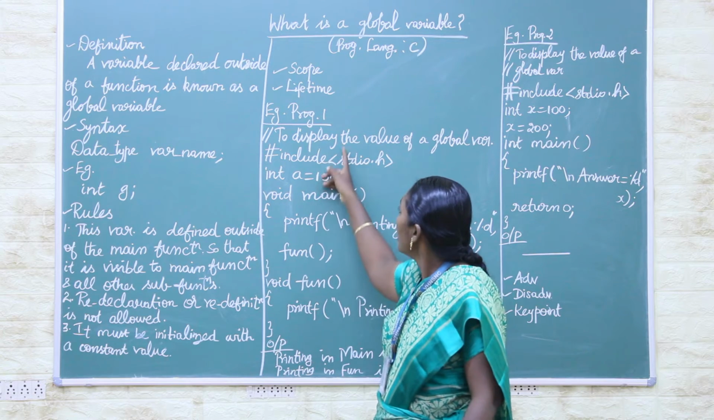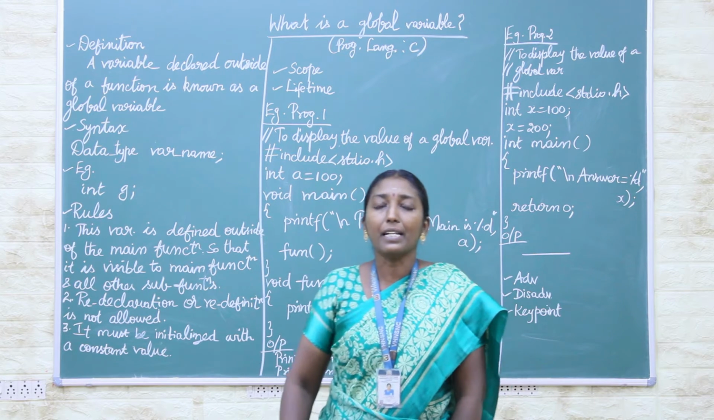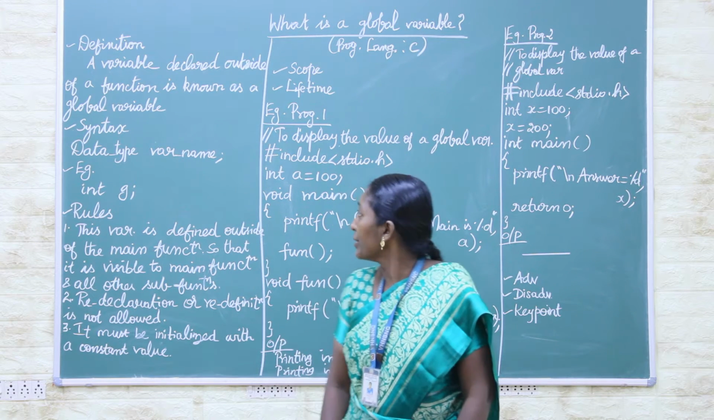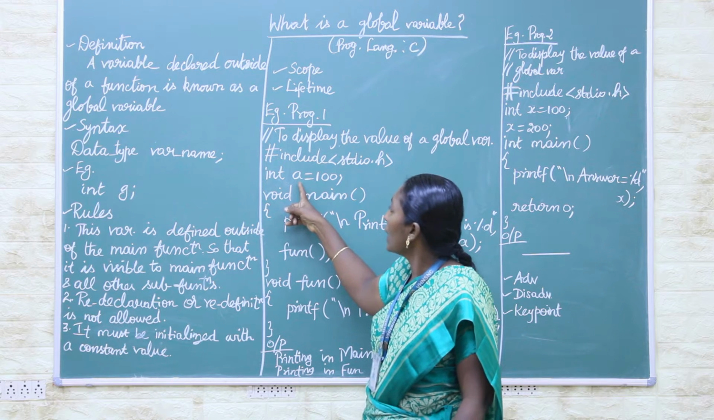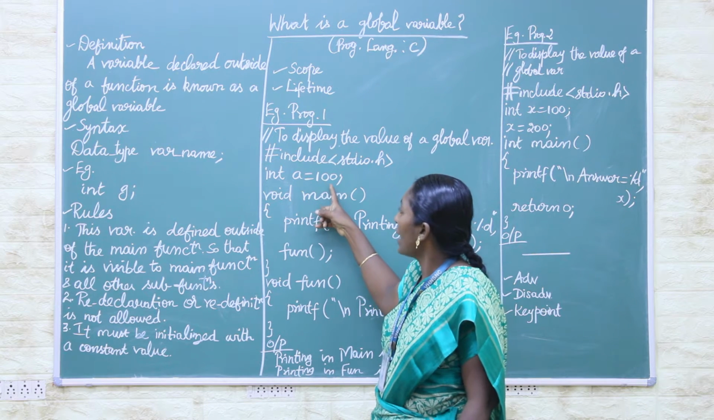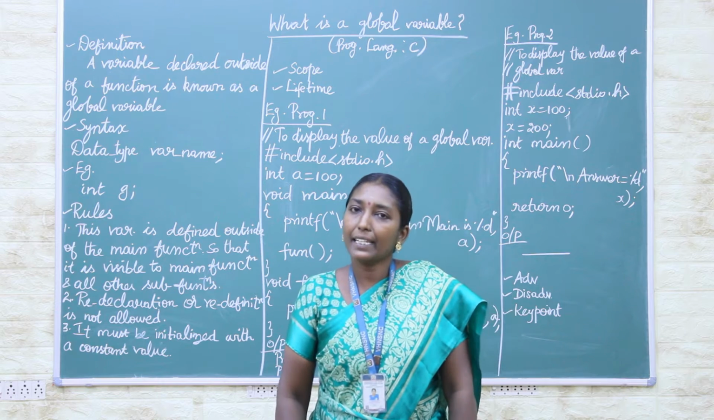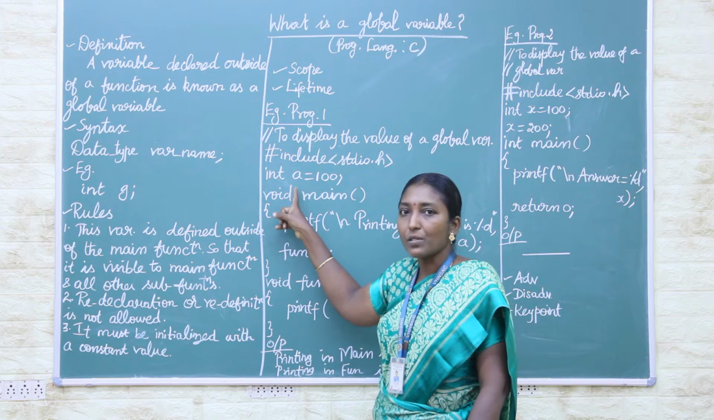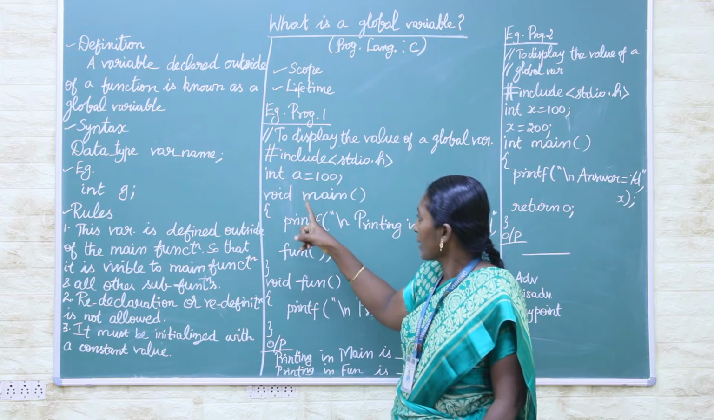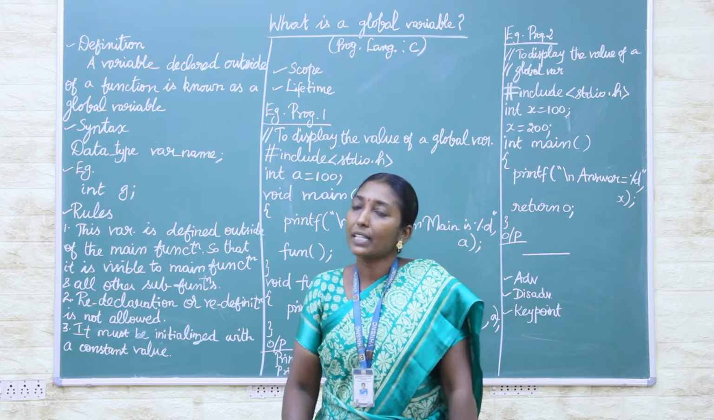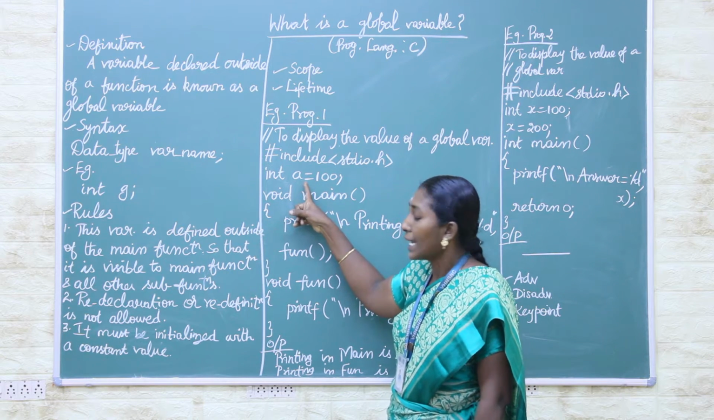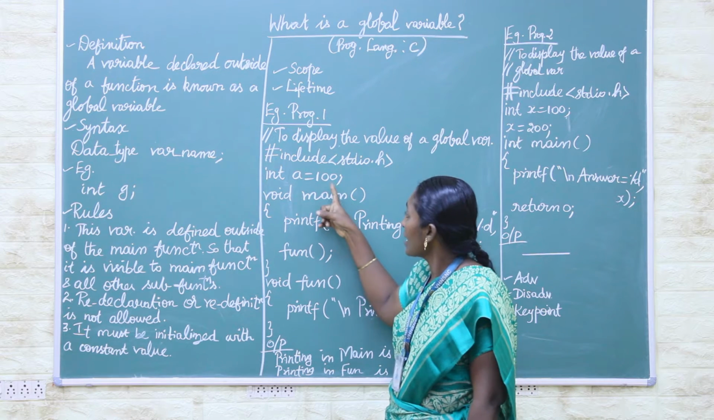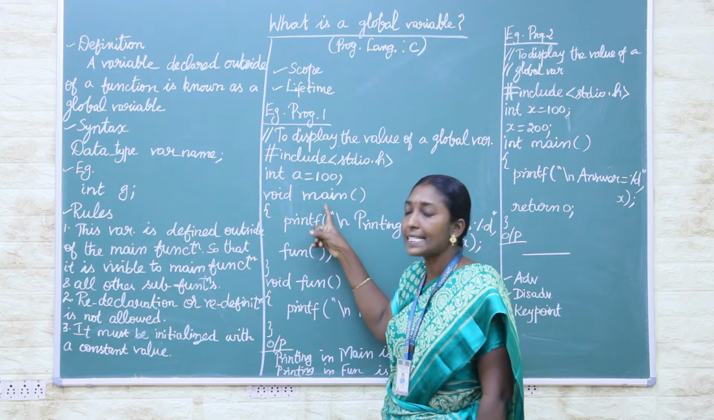In the first program, the aim is to display the value of a global variable. For that, we are going to declare a global variable called A and assign it the value 100. How am I saying that A is a global variable? Because it is declared before the main function. So now we can access this value inside the main function as well as other functions we are using inside the program.